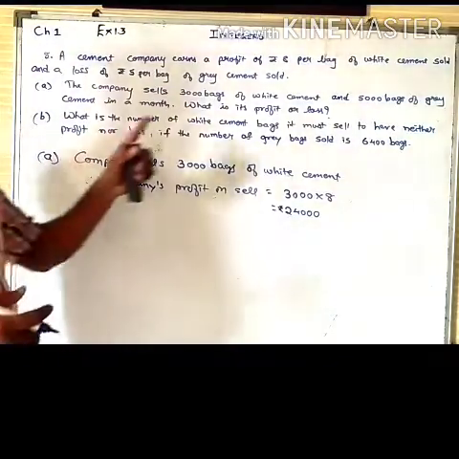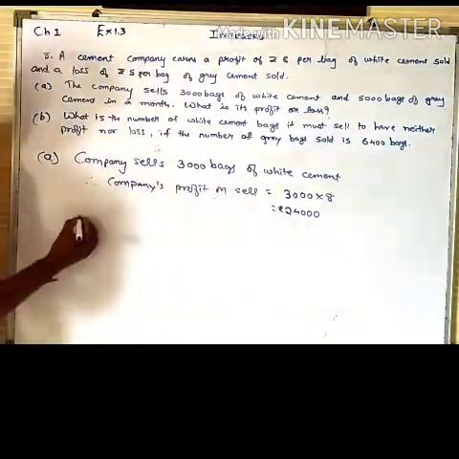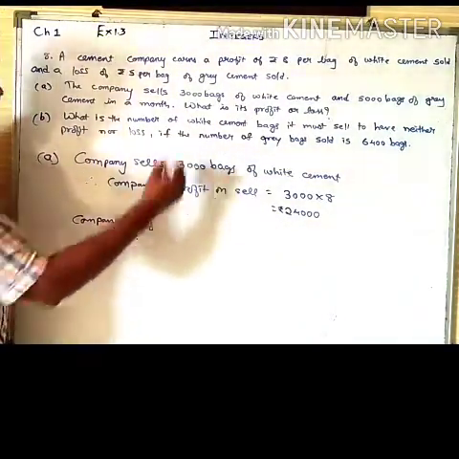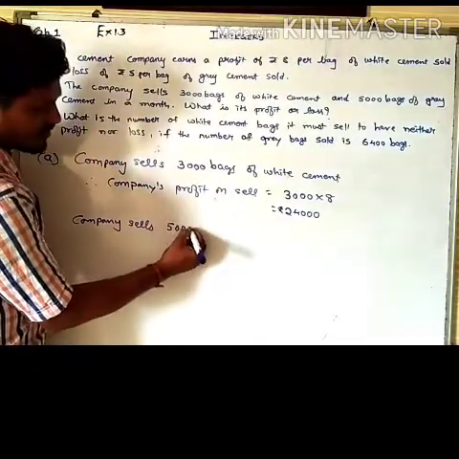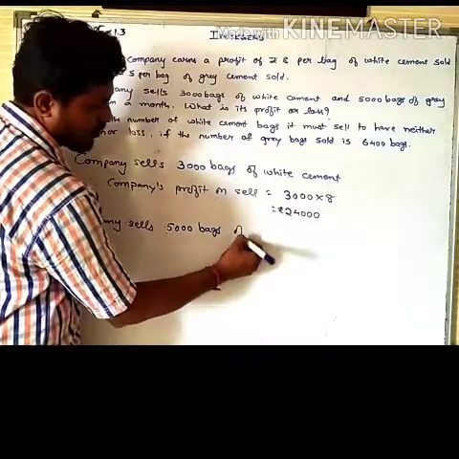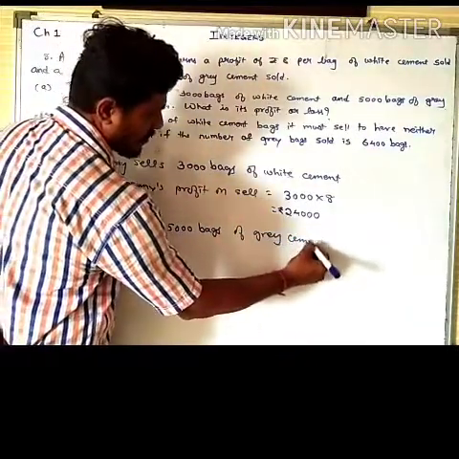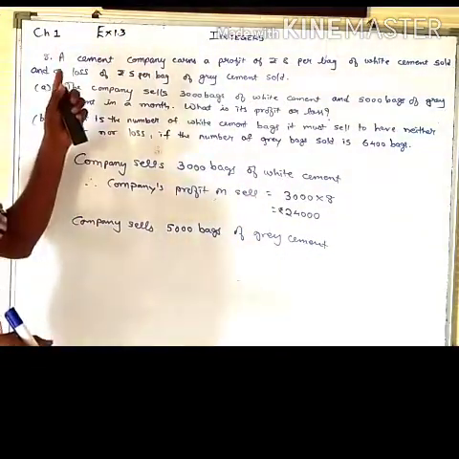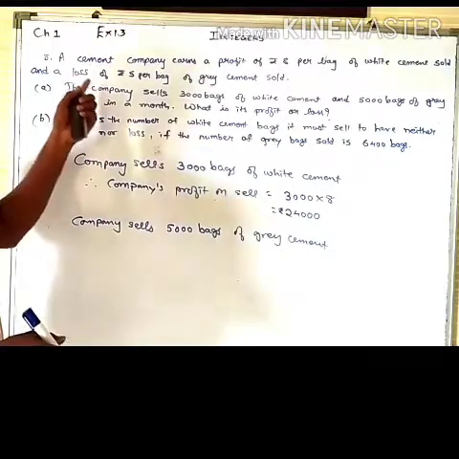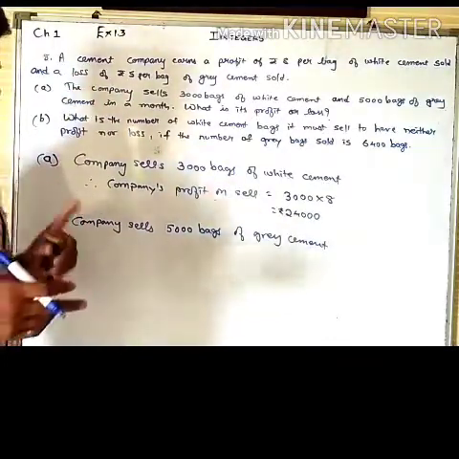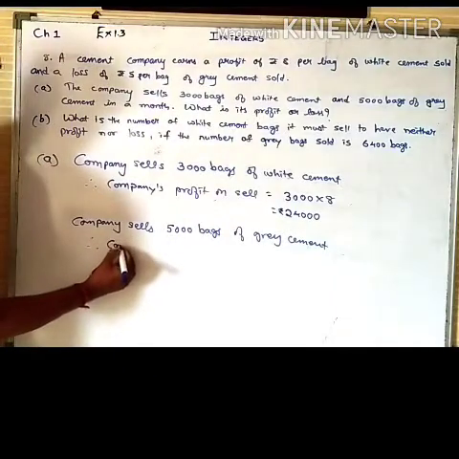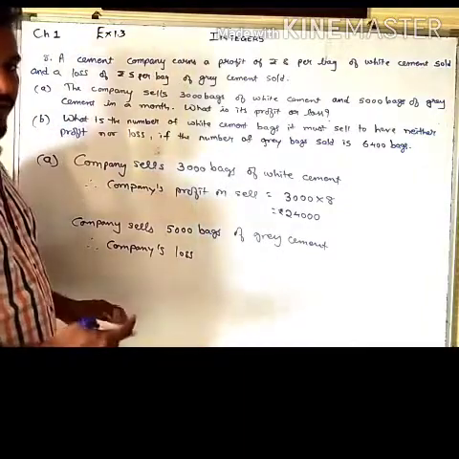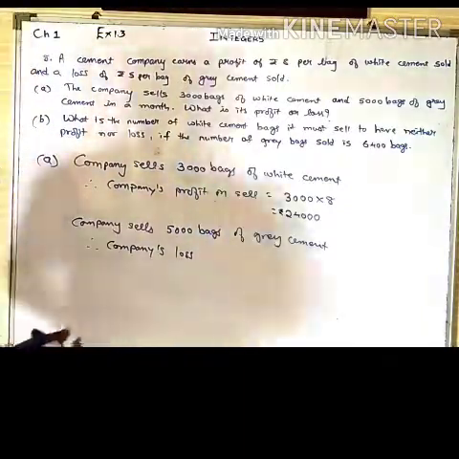Now it also used to sell 5000 bags of grey cement. The company sells how many? 5000 bags of grey cement. Selling grey cement, the condition given for the company is there is a loss of 5 rupees per bag. So therefore the company has a loss in place of profit, because the company earned a loss by selling grey cement bags.